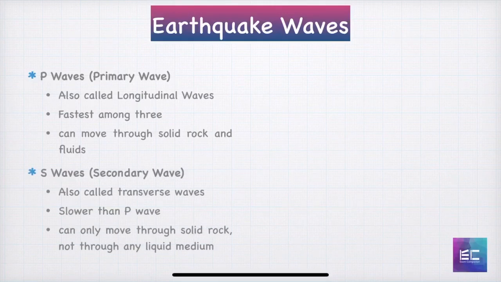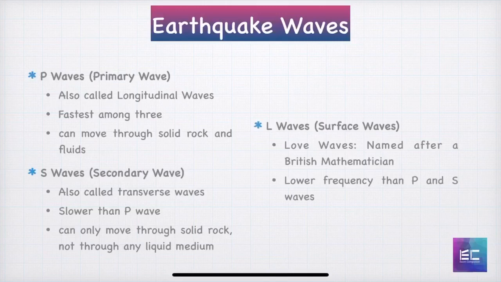The next type of waves are called S waves or secondary waves. They are also called transverse waves. They are slower than P waves, but they cannot move through liquid medium. They can only move through solid medium. The third type of waves are L waves, also called surface waves. L here stands for Love. These waves were named after a British mathematician and they have lower frequency than P waves and S waves.